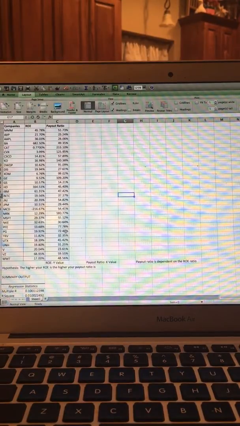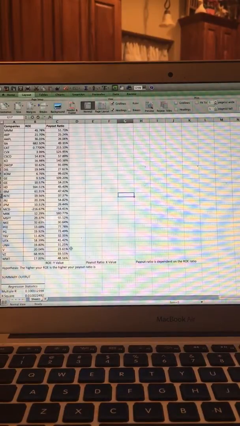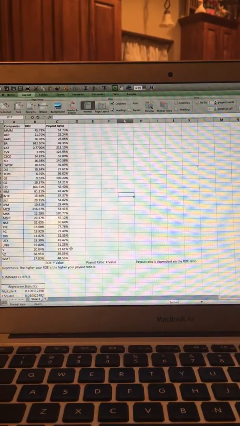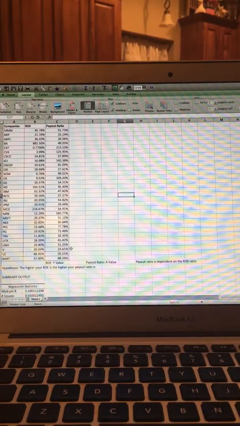And my hypothesis in this project is that the higher your ROE is, the higher your payout ratio will be. Which, if you think about it, would make more sense because the higher return you get, the higher payout ratio you would give to your shareholders in the form of dividends.